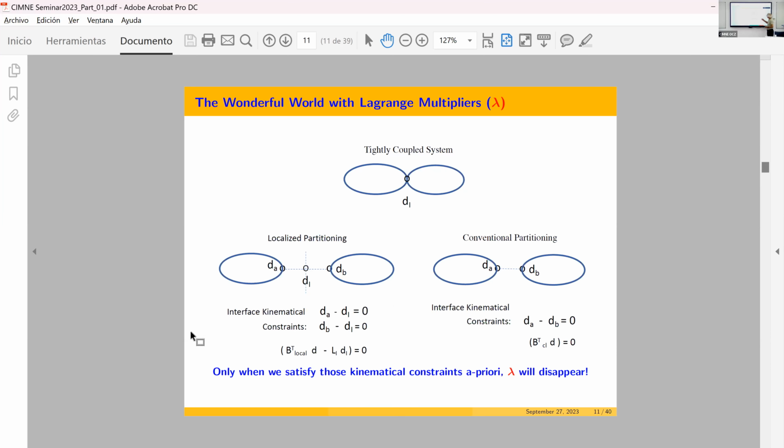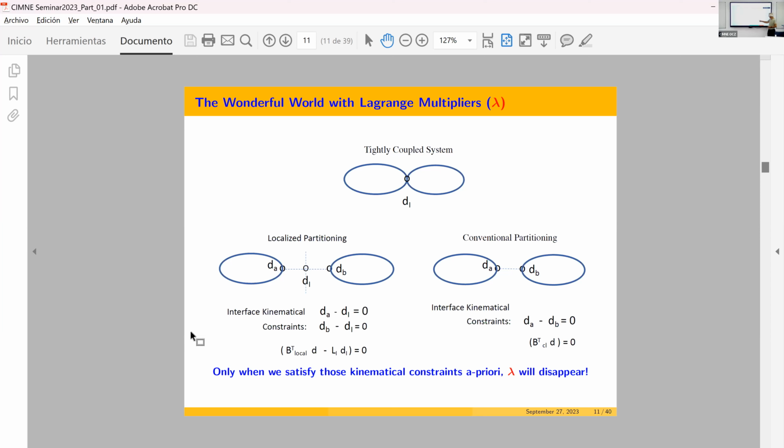So I'm going to have something to add after going through that. This is a two tightly coupled system, and the displacement over there is the same at the interface. When you partition this thing out, as far as I could tell, all the Lagrange book and the succession of Lagrange's work, they had this idea. When you partition, you make dA minus dB equal to zero.